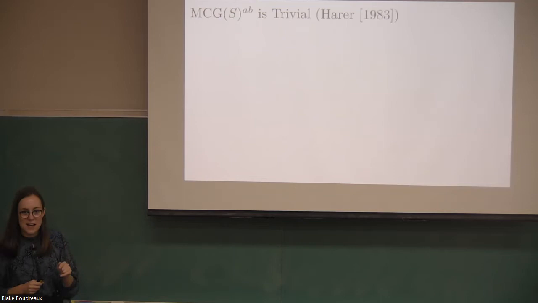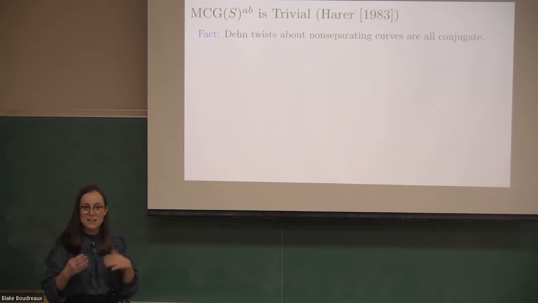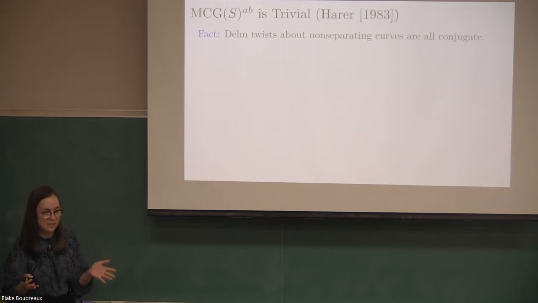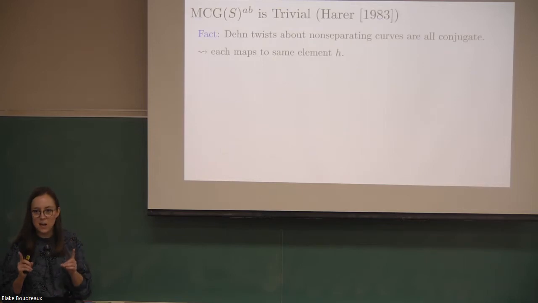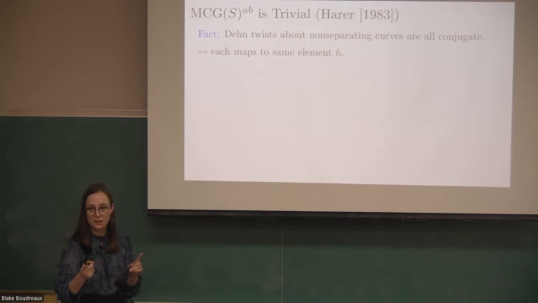Using this generating set, you're able to prove that the abelianization of the mapping class group is trivial. And the proof that I'm going to show you is from Harer. So a nice fact that we know in mapping class groups is that Dehn twists around non-separating curves are all conjugate. So in the abelianization, this means that each of these elements, because they're conjugate, have to map to the same element H in the abelianization.